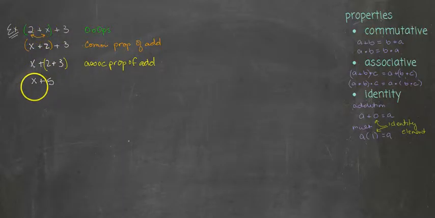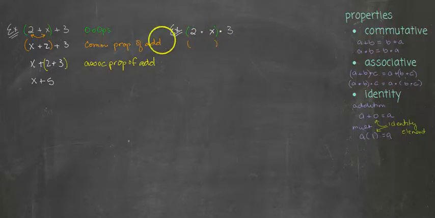Well, let's check one out that's like this one, only uses multiplication, and I'll use the same values. 2 times x times 3. Well, order of operations says that I have to do 2 times x first. But the commutative property of multiplication says that I can switch those two values up. So I can put x times 2. Right? That's the commutative property of multiplication, times 3.